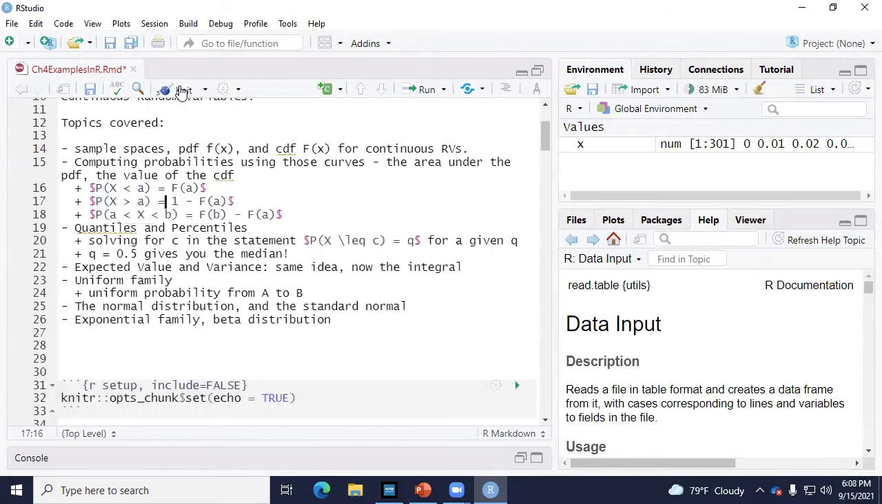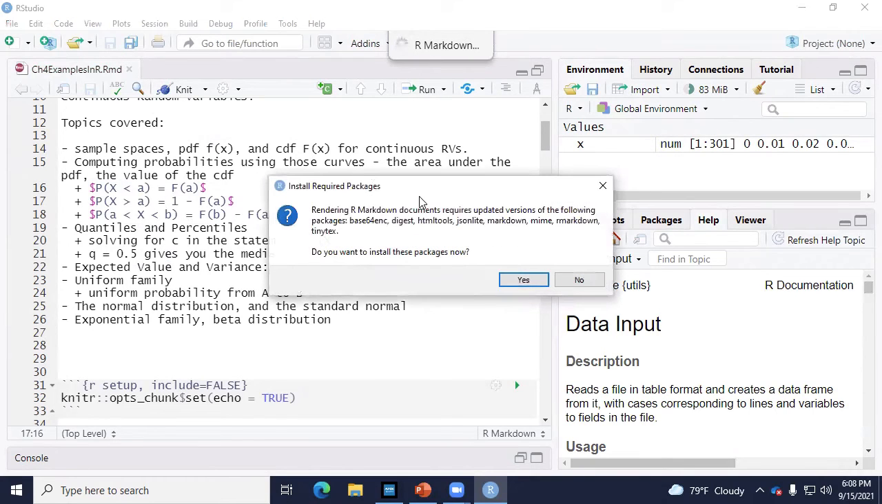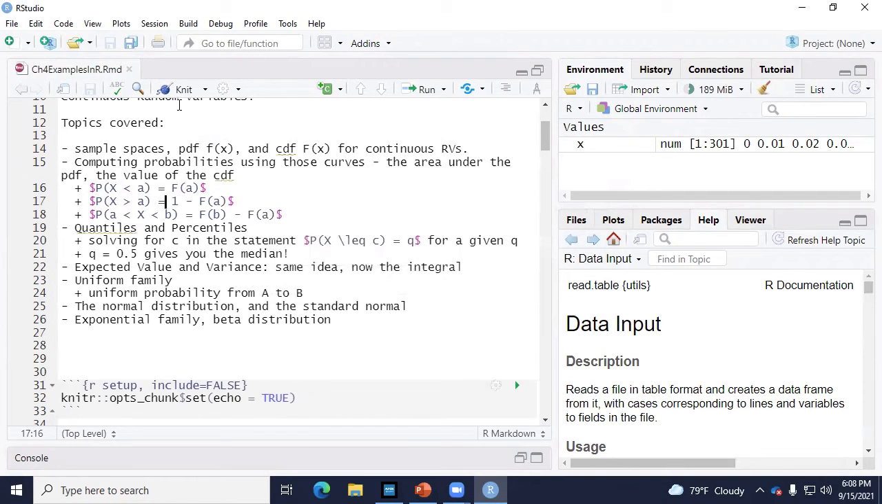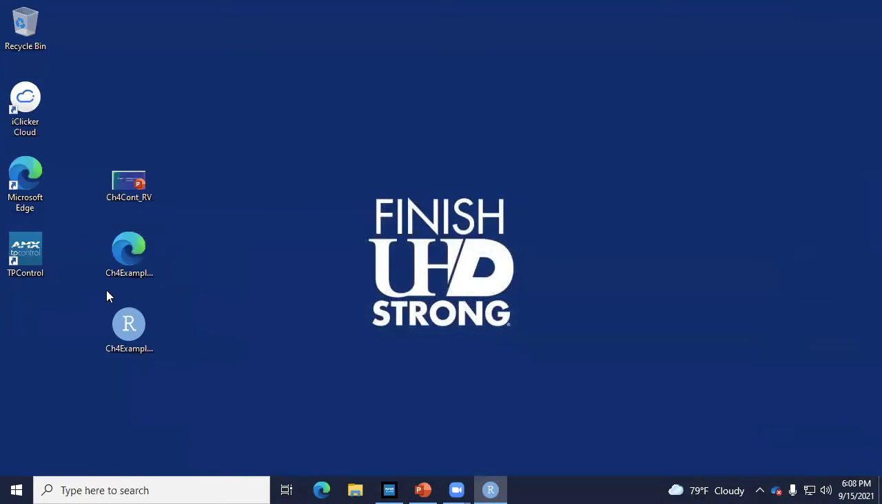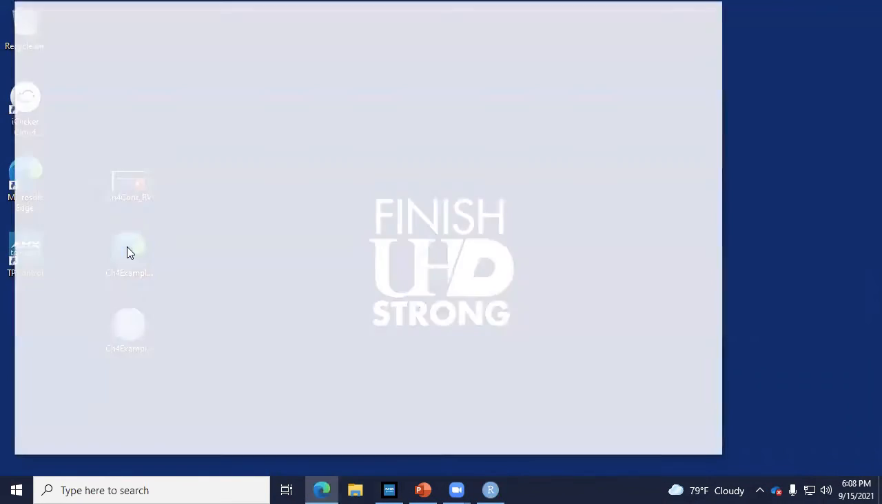Let me see if I can read it directly. If not, well, it might take some time to install so many packages. But I'm thinking, yeah, I think I have this.